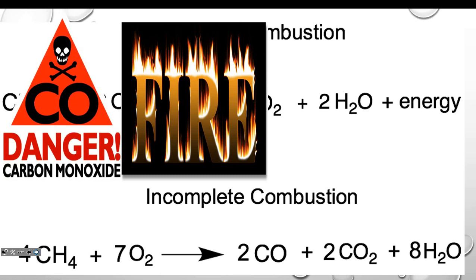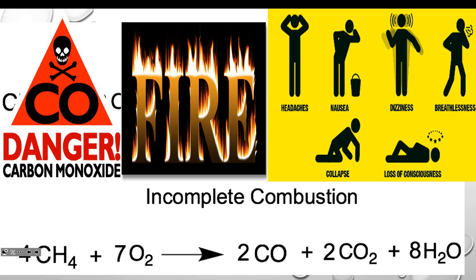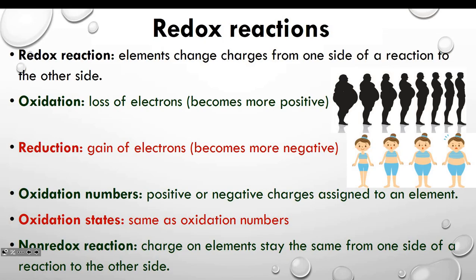So incomplete combustion is when I don't have enough oxygen. If I don't have enough oxygen, I get CO along with CO2. And that's where we have problems in the wintertime when the heaters come on. Some of the things that happen: you get headaches, nausea, dizziness, breathlessness, collapsing, and then loss of consciousness. So it starts feeling like you got the flu, but then you also get this breathlessness and dizziness, and then you collapse if you stay too long in there.